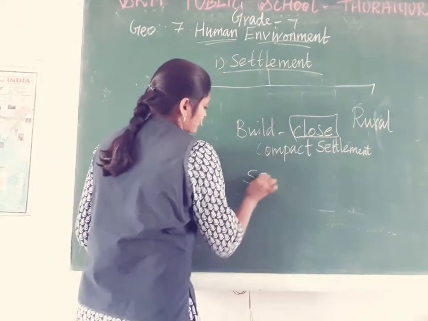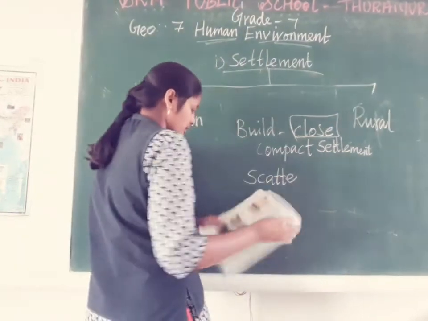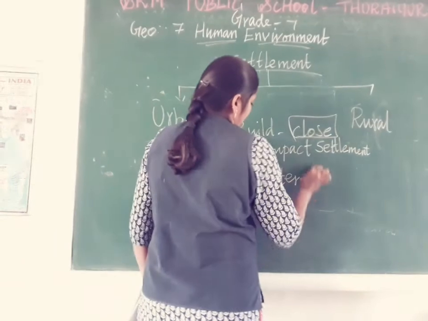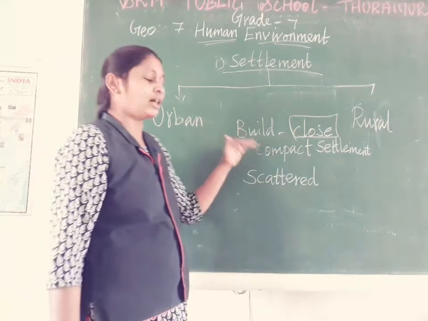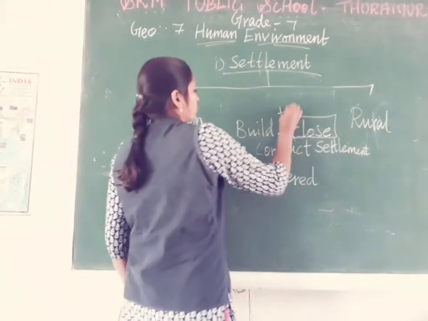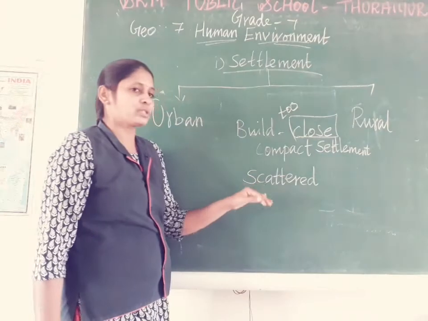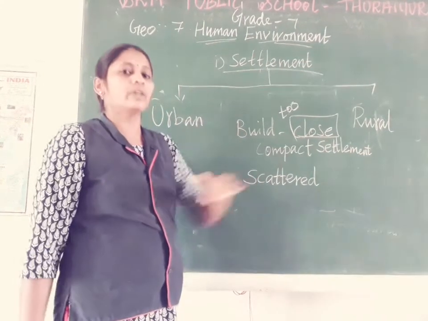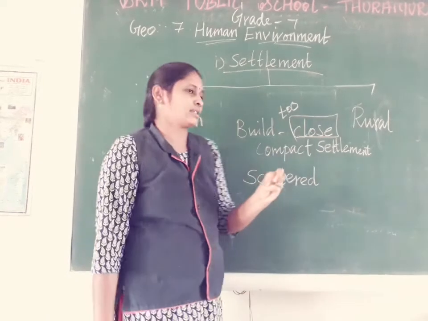It is called scattered settlement. So compact settlement means when the houses are constructed too close. When the houses are constructed some distance apart, leaving distance, that is called scattered settlement.